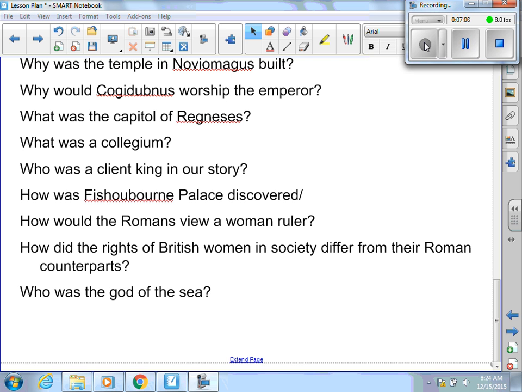How did the rights of British women in society differ from their Roman counterparts? British women could own property. In many cases, they had equal rights to men, not like their Roman counterparts. Who was the god of the sea? Well, of course, that would be Neptune.